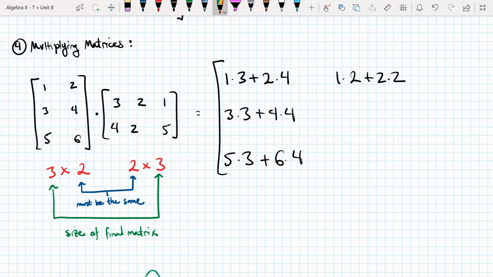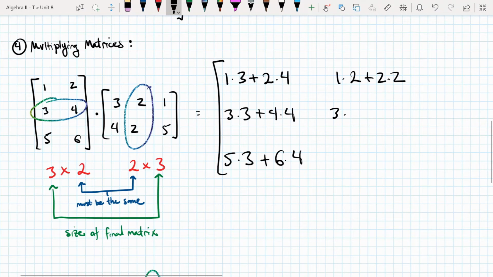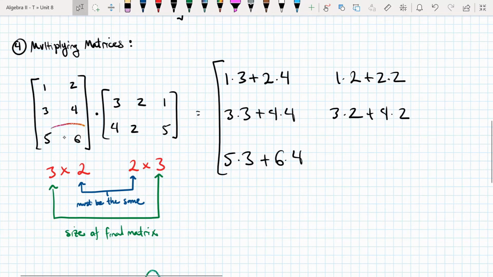Next is going to be the second row in the second column. So second row, second column: 3 times 2 plus 4 times 2. Next is going to be the third row and the second column. So 5 times 2 plus 6 times 2.